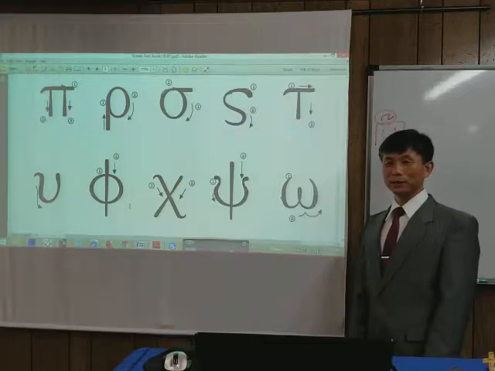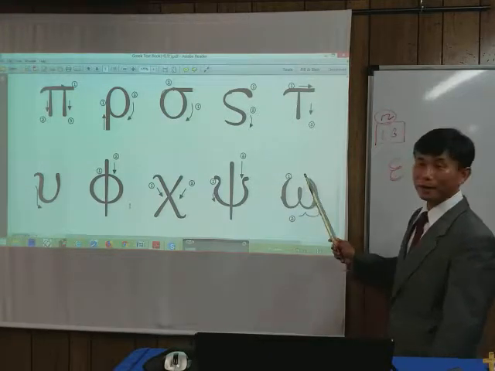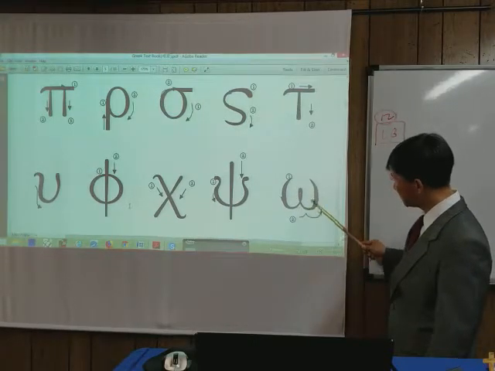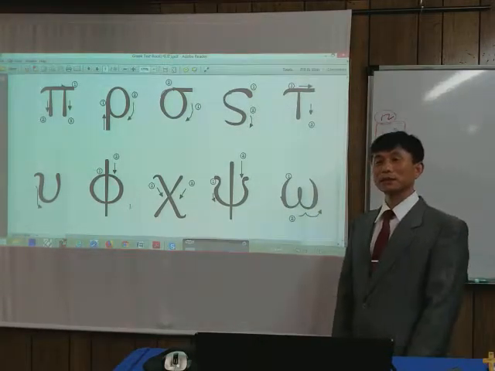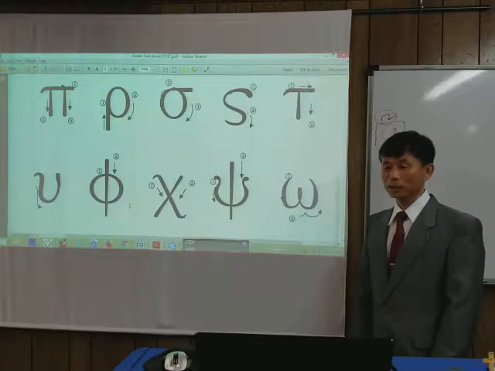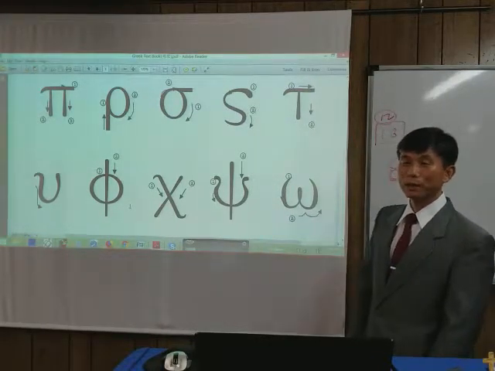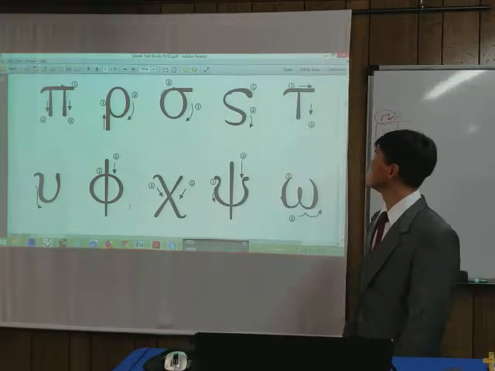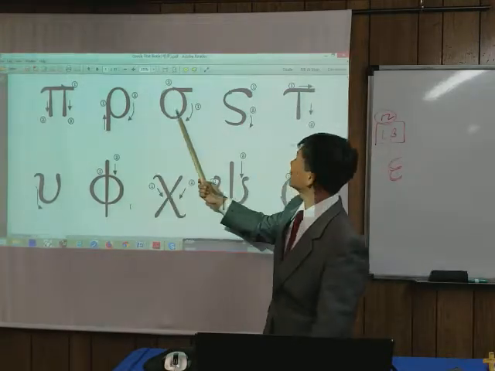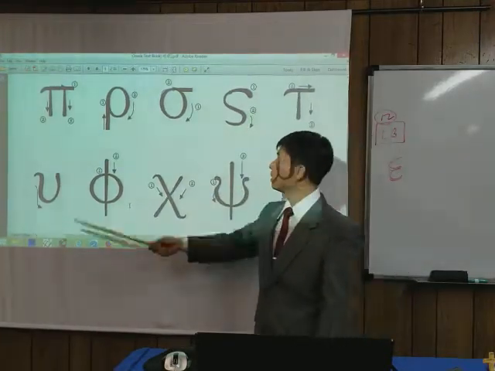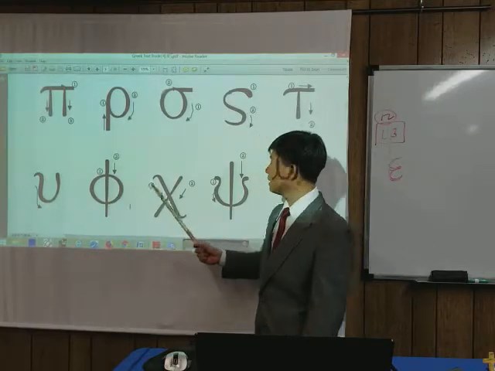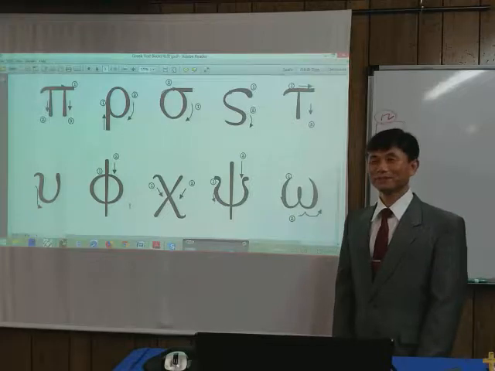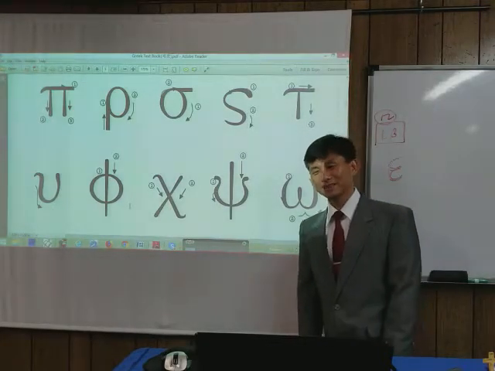And then the last one is Omega, 1, 2. The sound pronunciation in Omega is O sound, which is a long O sound, right? And Omicron is a short O, Omega is long O sound. So, Pi, Rho, Sigma, Tau, Upsilon, Phi, Chi, Psi, Omega. Easy, right? Yes.